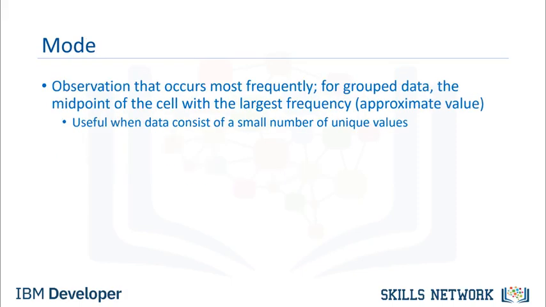Mode is essentially the value that occurs most frequently. Therefore, if the most common age in a class of students is 16, then that's the mode.